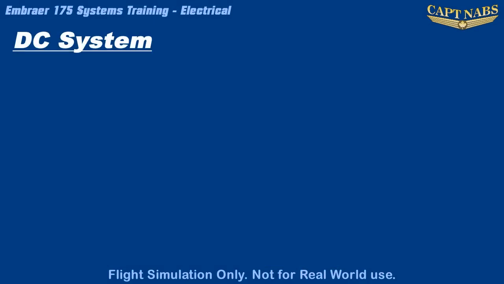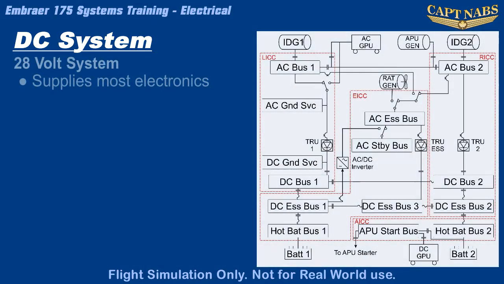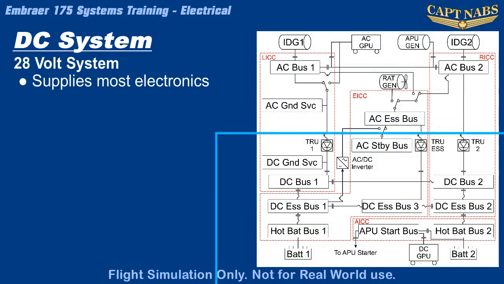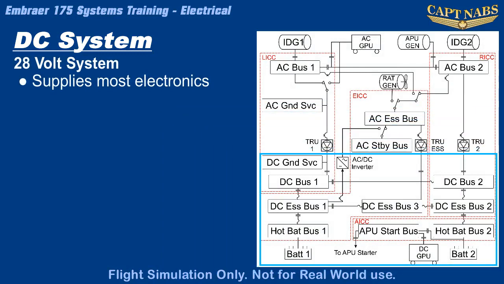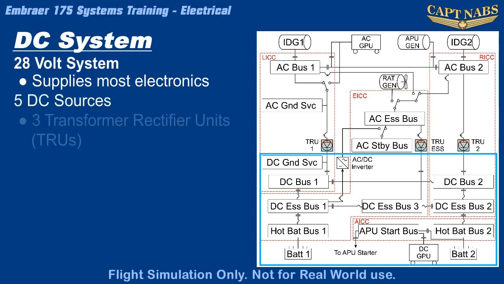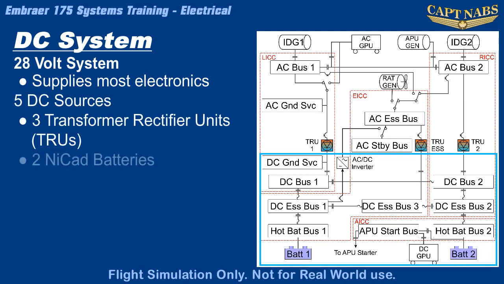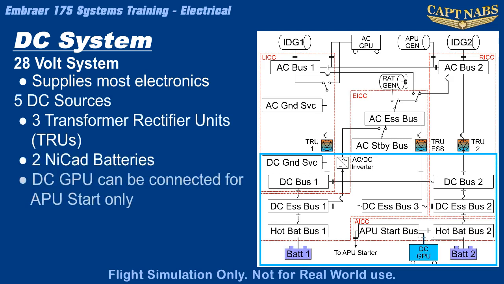The DC system on the Embraer is a 28-volt system supplying power to most of the electronics and computers located throughout the aircraft. There are 5 sources of DC power on the aircraft, 3 TRUs and 2 batteries. Additionally, an external DC power source can be connected to the aircraft through a plug near the tail. However, this external source will only provide DC power to the APU start bus and no other systems.